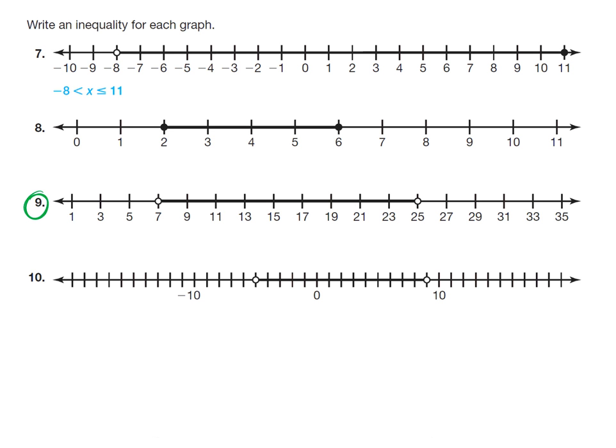Number 9 we're going to do next. It says write an inequality for each graph. So here I have a graph. This to me looks like all values of x that are strictly greater than 7, right? I'm not saying "or equal to." And the reason why I'm not saying "or equal to" is because these are open dots, which means that these boundary points, the 7 here, are not included. So x's are greater than 7 and x's are less than 25. Again, open, so the boundary point is not included.